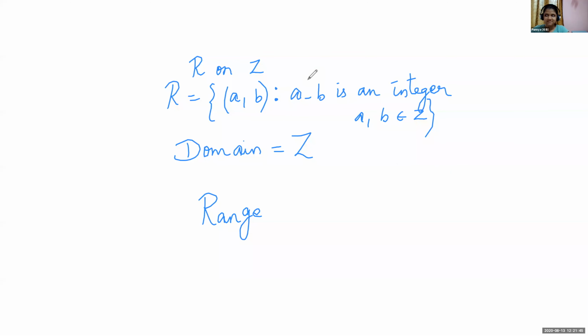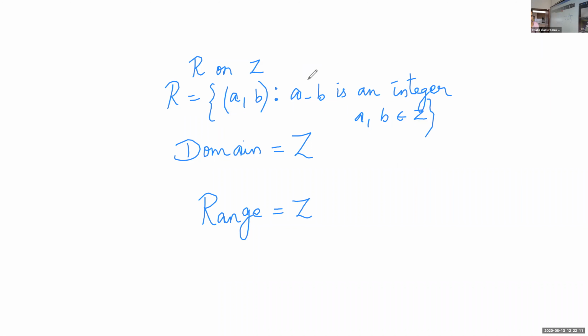If you take any two integers, for example, 100 and 1000, what is 100 minus 1000? Minus 900. Is it an integer? Yes. So we'll be getting an integer itself. So all the integers like that we can map. So the range will be Z.